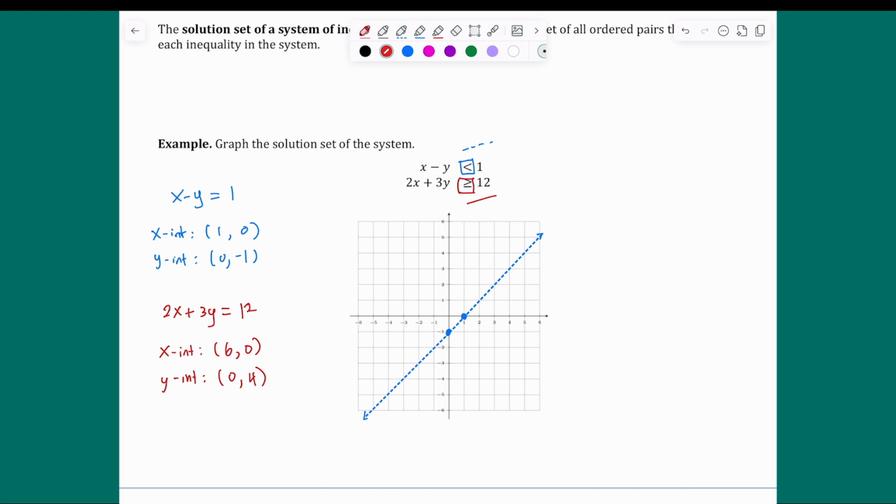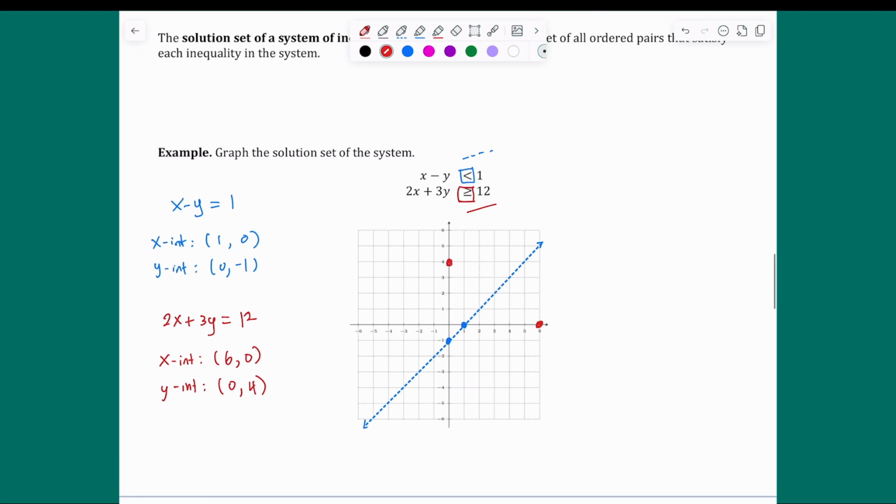All right, so plotting these two points here: 6, 0, and 0, 4. And then we plot our line. It looks something like that. Remember, points on the line could potentially solve the system or not.